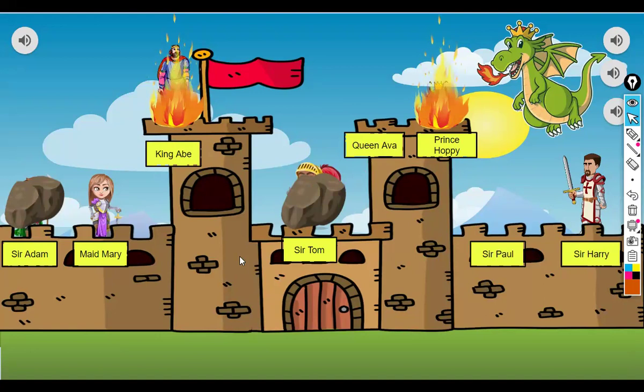And there are two more people left. Choose, guys. I'll give you all a next shot. Who will survive between Maid Mary or Sir Harry? There are only two more people left. Let's see who's next to go. Next to go up in flames is poor Maid Mary. The winner is Sir Harry.